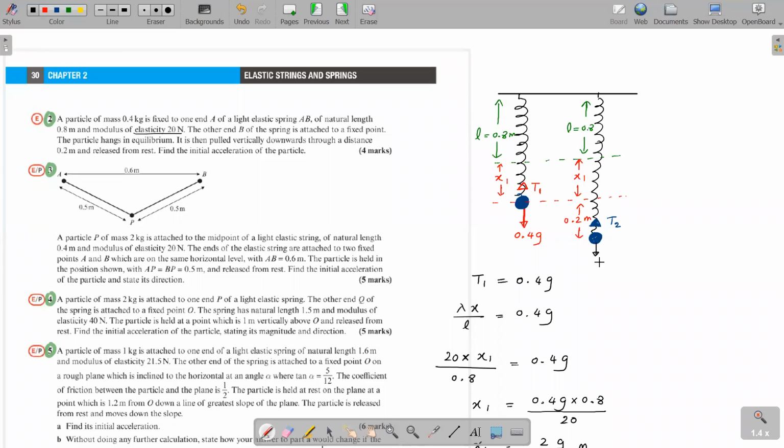Okay, and now again, what do we have here? Tension. Then don't forget there is the weight. But this time, are these two forces in balance? Are they equal to each other? No, you have brought this 0.2 meter down from its equilibrium position.